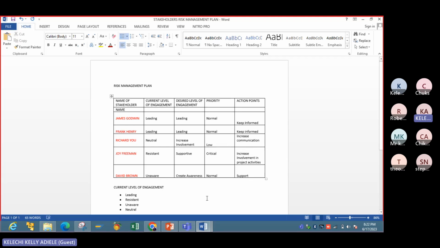So for each of your stakeholders, you have to come up with a risk management plan, and this is my own risk management plan. Any questions, please? Especially with action points. I was expecting some people to ask or add, if you have anything to add on how to manage these sets of people, please do well to add.